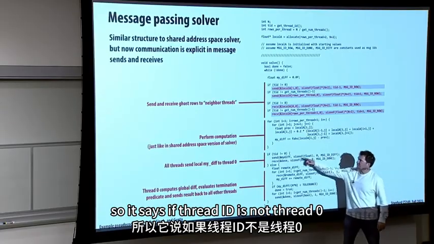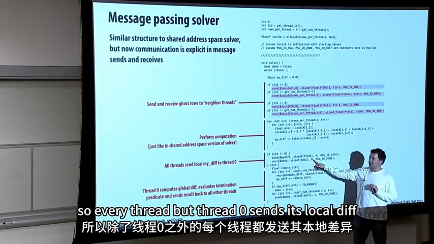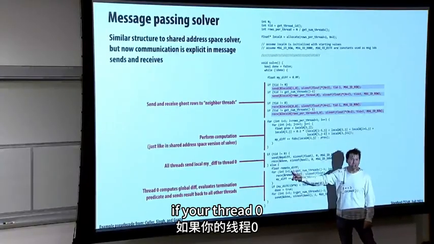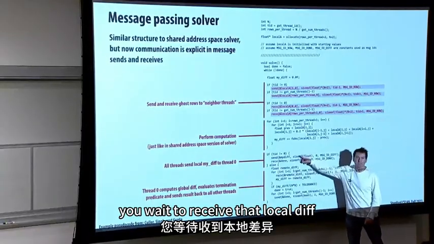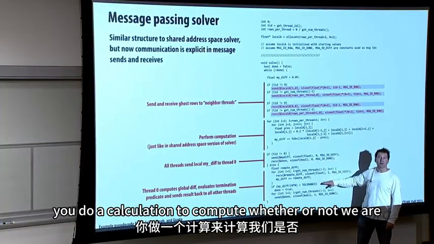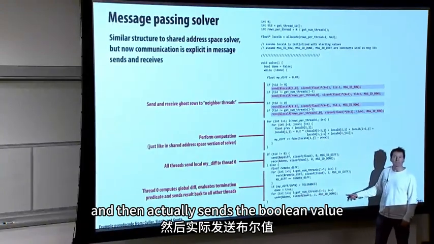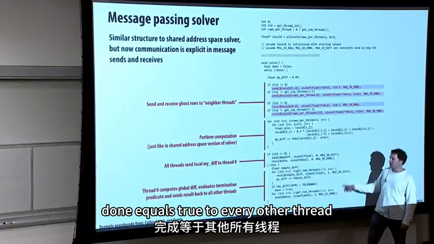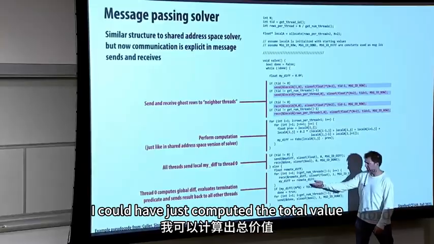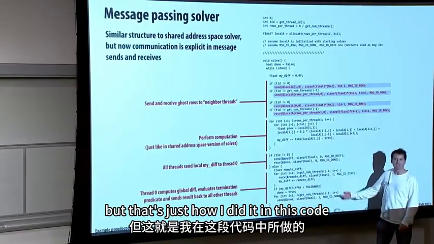Okay, so look at this. It says if thread ID is not thread 0, so every thread but thread 0 sends its local diff. If you're thread 0, you wait to receive that local diff from all other threads. You do a calculation to compute whether or not we are done. So thread 0 determines this calculation. And then it actually sends the Boolean value done equals true to every other thread, which is then received right here by every other thread. Okay. Now, of course, I could have just computed the total value and sent the total value back, and everybody independently could have computed if we were done. But that's just how I did it in this code.